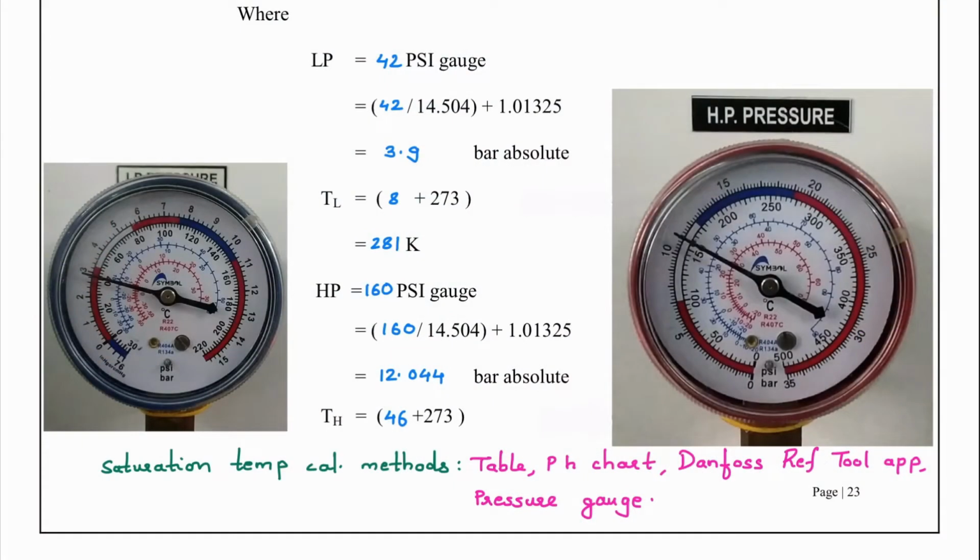Now for the next method of calculation of saturation temperature: we have seen the table method, we have seen the pressure gauge, we have seen the Danfoss refrigeration tool app. The last method we will see now is the pH chart. What is the high pressure value? It is 12.044 bar absolute, and what is the low pressure value? It is 3.9 bar absolute.